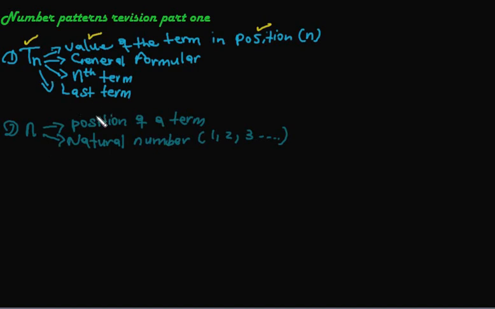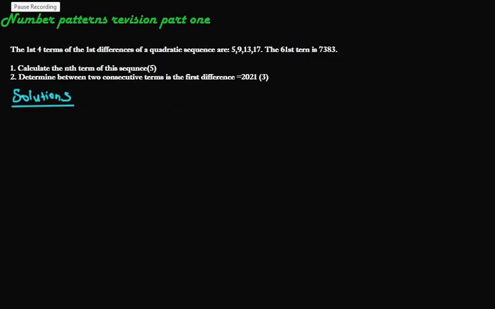Imagine me saying I'm position number 2.5 in class. That wouldn't really make practical sense. So you have to ensure that N is always a natural number, because N is the position. With this being said, I think we might just rush straight to the questions and try to answer them. Okay, then we're going to start with the first question.